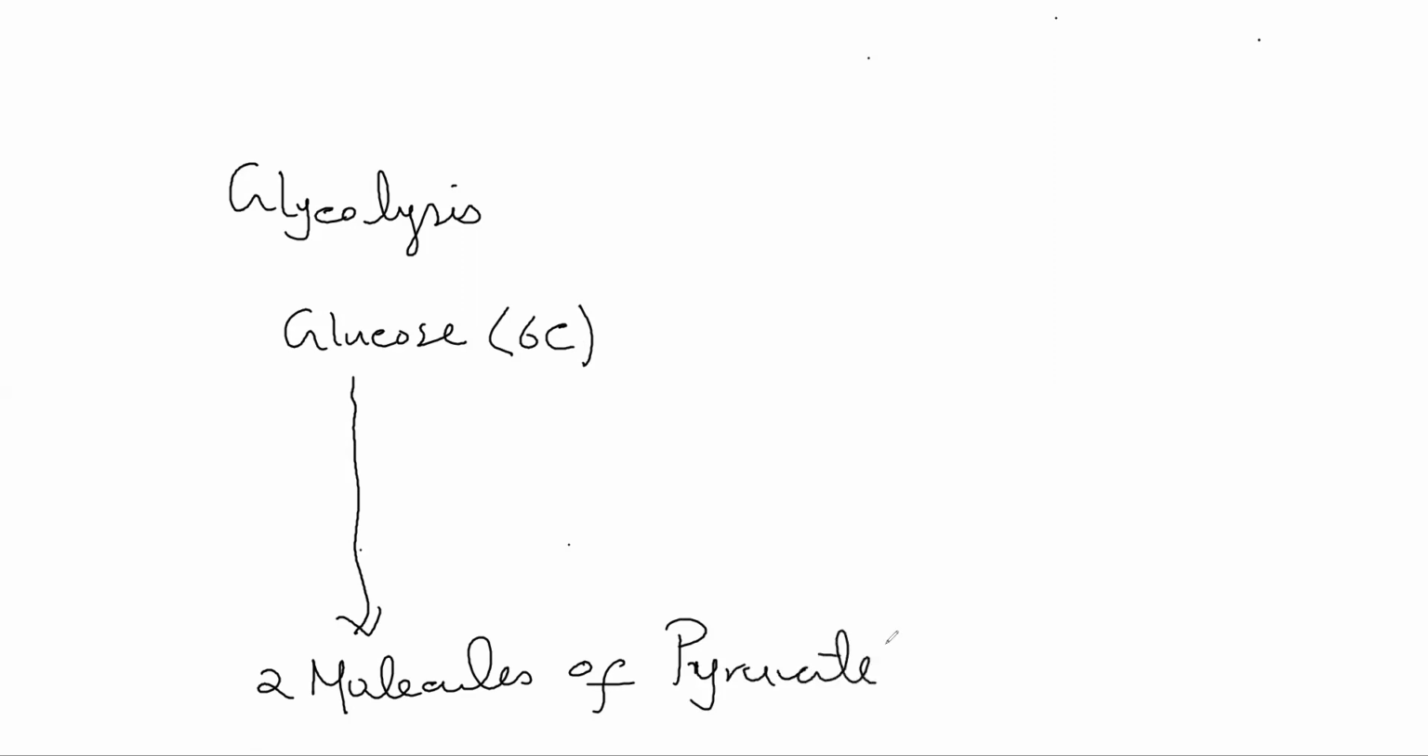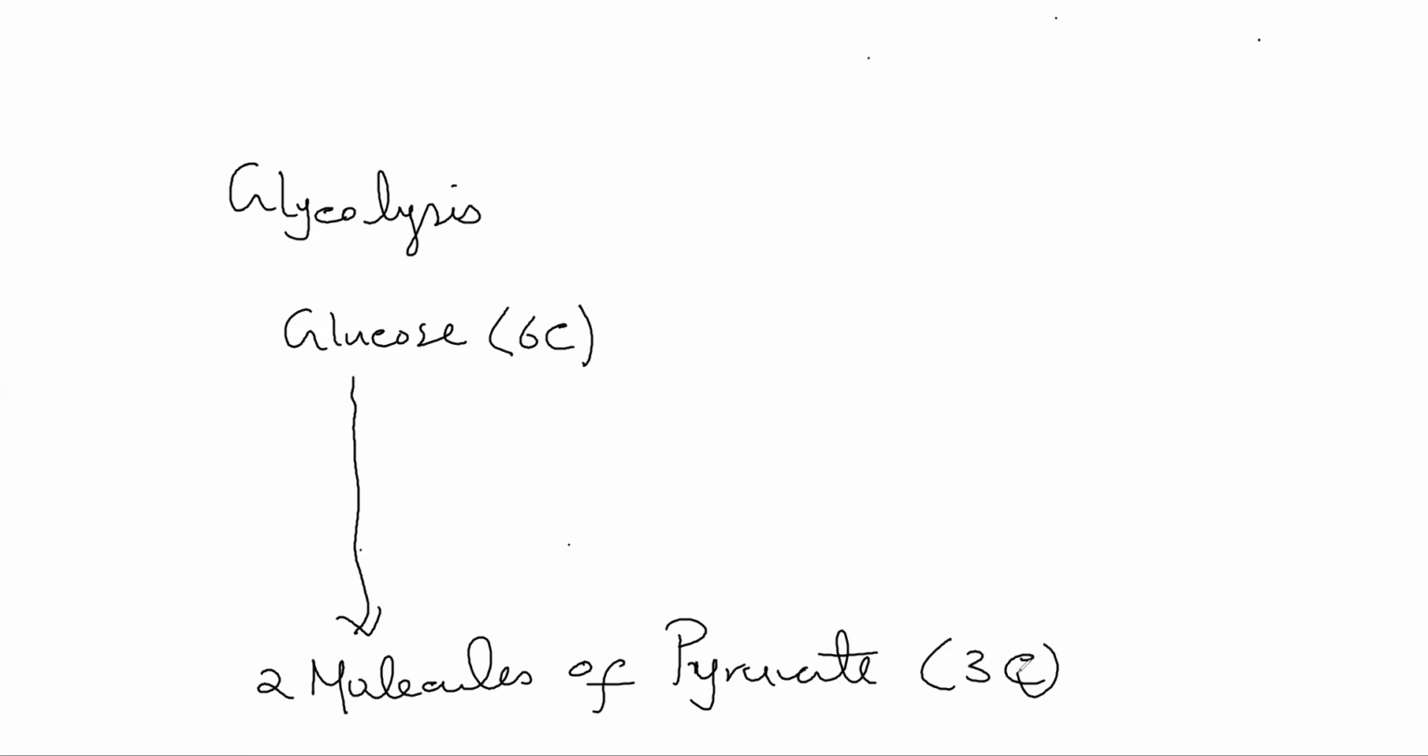When we start with glucose, if I summarize it again, and I'm not going to draw the full flow chart of this, glucose is a 6 carbon sugar, right? It is finally converted into two molecules of pyruvate, which is 3 carbon, right?